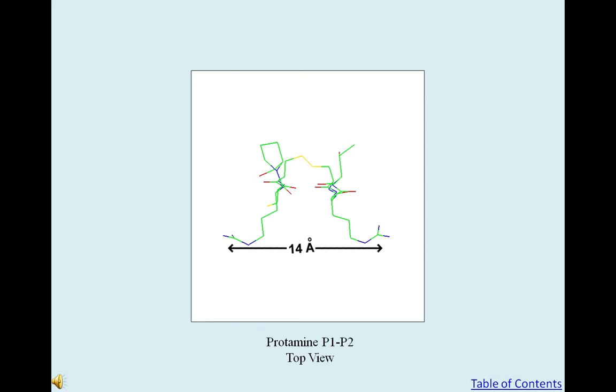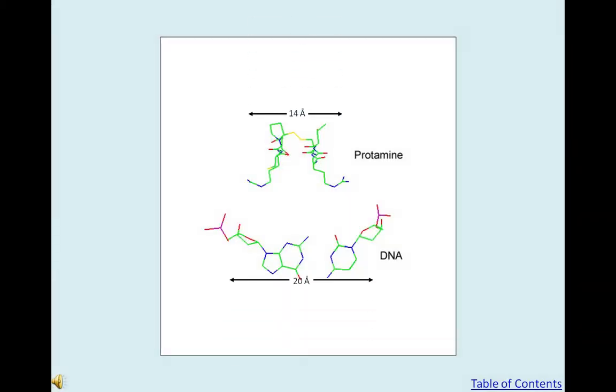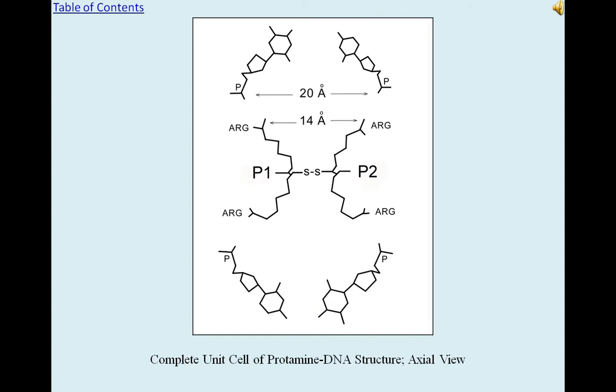Here's an axial view of the same structure. 14 angstroms is considerably less than the 20 angstrom DNA phosphate-to-phosphate cross-duplex distance, but when we leave about 3 angstroms for a salt bridge, the fit is quite good. Here is a type of unit cell of protamine DNA structure in axial view. P1 and P2 are linked by disulfide bonds, and there is a DNA tetraplex on either side.